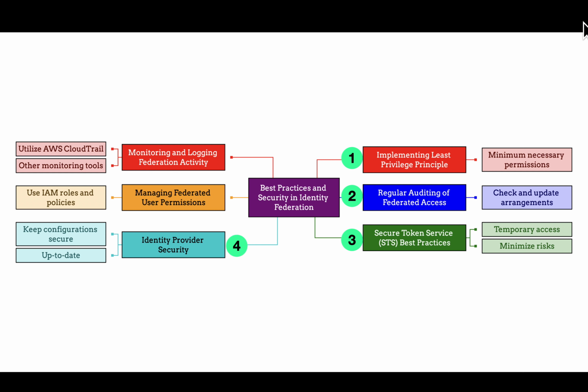4. Identity provider security. Keep the identity provider configurations secure and up to date. 5. Managing federated user permissions. Use IAM roles and policies effectively to manage federated user permissions. 6. Monitoring and logging federation activity. Utilize AWS CloudTrail and other monitoring tools to track federated user activities for security and compliance.